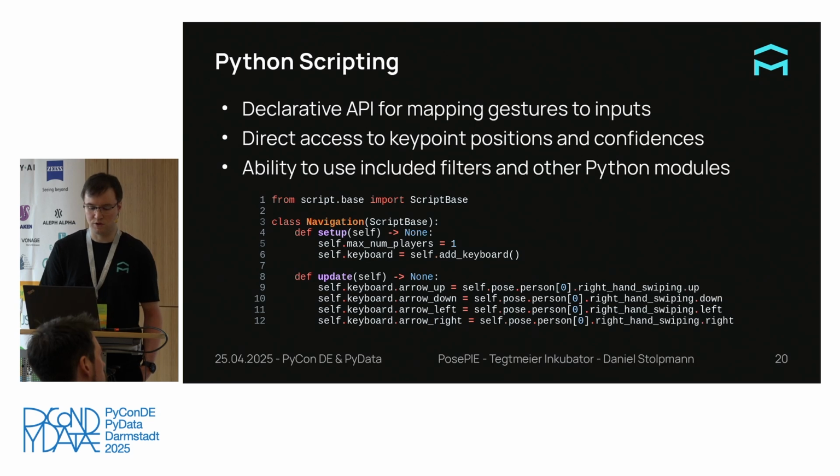You can see here, for example, we just say keyboard, and then the up arrow should be the first person that is detected and logged in. And from this person, it's the right hand swiping up gesture that we want to map. So whenever it's detected, it just presses the up arrow.